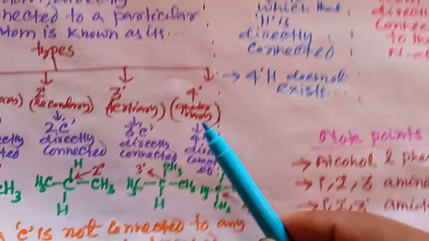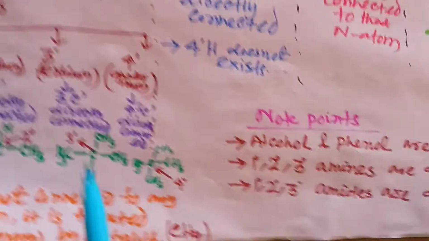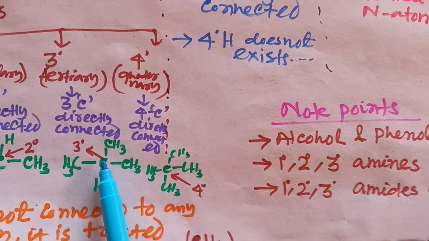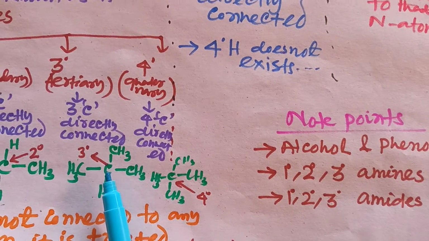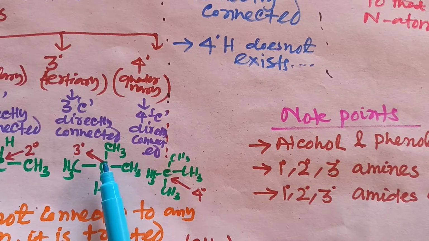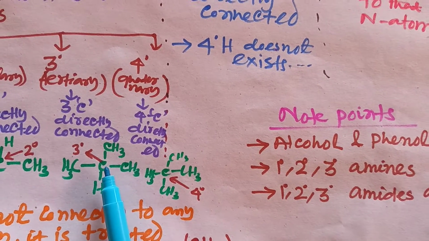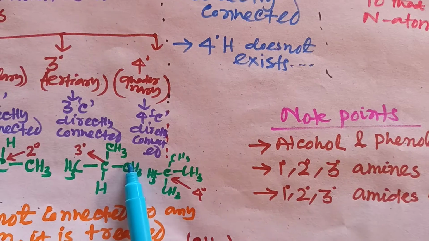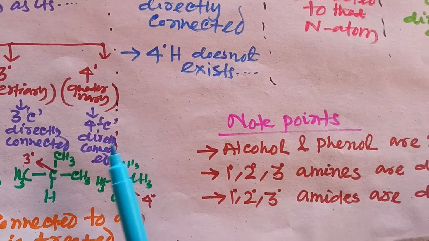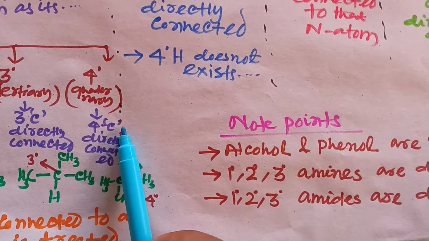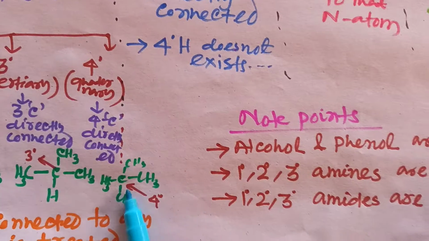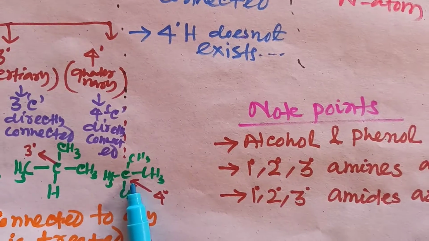Similarly, for a 3 degree carbon atom, when 3 carbons are directly connected to a particular carbon atom, it will be known as a 3 degree carbon atom or tertiary carbon atom. For example, this carbon is a tertiary carbon atom as it is connected to 3 other carbon atoms, this and this. Here is the 4 degree or quaternary carbon atom. The carbon atom which is connected to 4 carbons directly is known as a quaternary carbon atom. This is an example of a quaternary carbon atom.